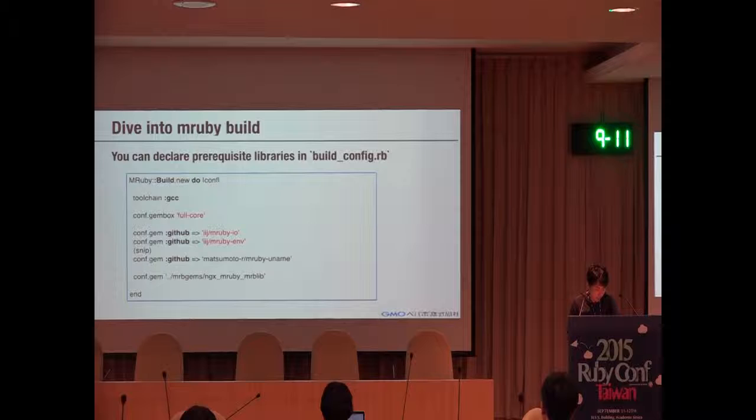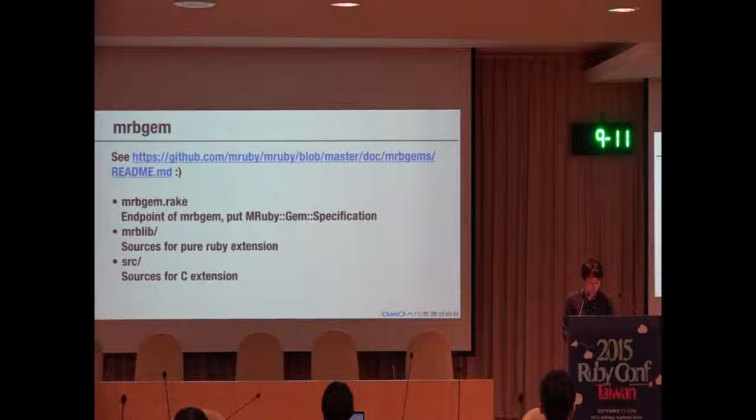The mruby gem mechanism provides conf.gem. Please read this link for details. The main components of an mrbgem are the mrbgem.rake file, which is the endpoint of the mrbgem, the mrblib directory, which is the primary source for the mrbgem, and the src directory, which holds native extensions for the mrbgem.